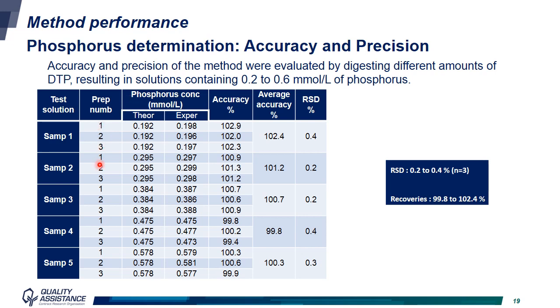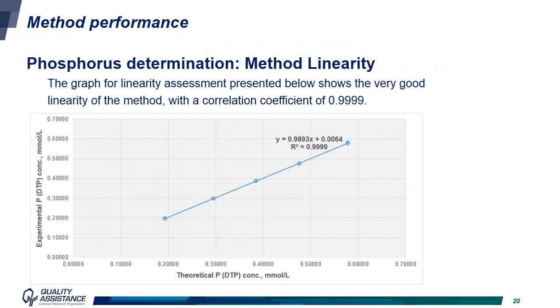3 determinations for each level, and you can find here the average accuracy measured as the recovery of phosphorus. All of them are close to 100% with a very good RSD of less than 0.5%. Here is now the method linearity. This is not calibration, but a true method linearity with the experimentally measured phosphorus concentration versus the theoretical one. Once again, we have a very good coefficient of determination and a slope that is close to 1.